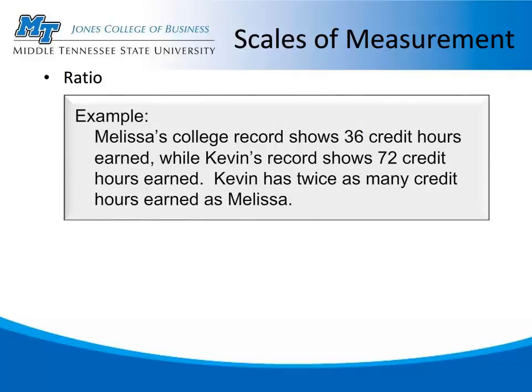The example given on this slide for ratio level data is the number of credit hours earned. Somebody can earn twice as many credit hours as somebody else, but 0 is pretty much the limit. You don't usually think about somebody earning a negative number of credit hours, but you have to have that true 0 to have ratio level data.